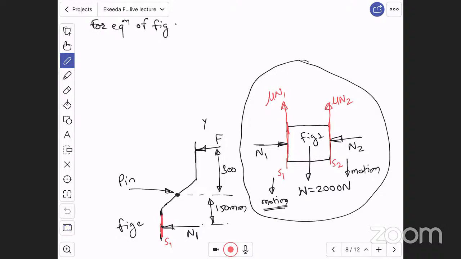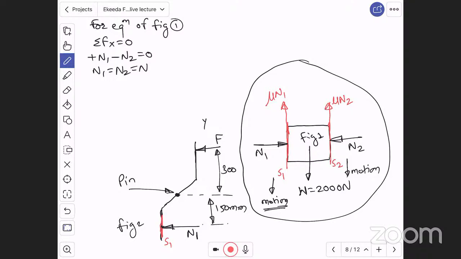For equilibrium of the block, the summation of forces along x direction is equal to 0. Here N1 is towards right, N2 is towards left. Therefore, plus N1, right side force is positive, left side force is negative, minus N2 is equal to 0. That means N1 is equal to N2 is equal to N. There will be the same normal reaction on both surfaces. This I have understood from this equilibrium equation.